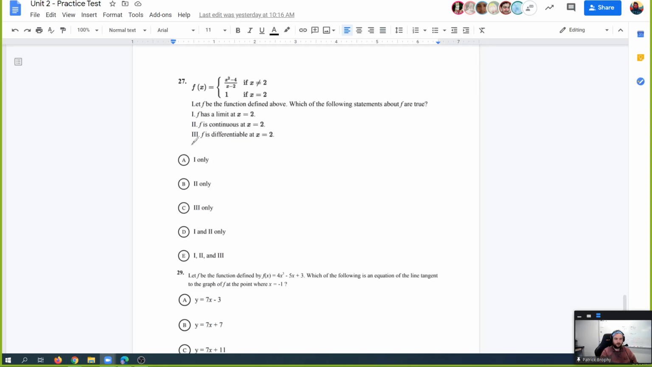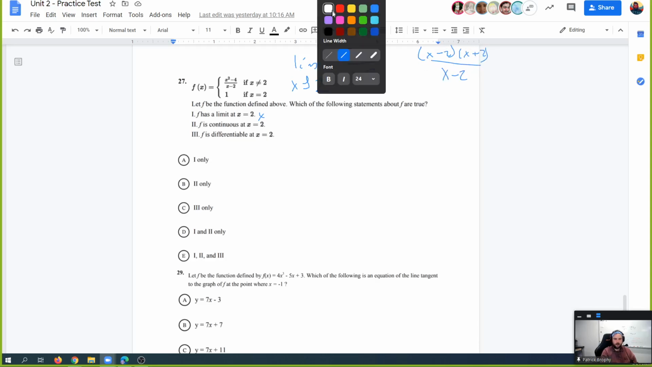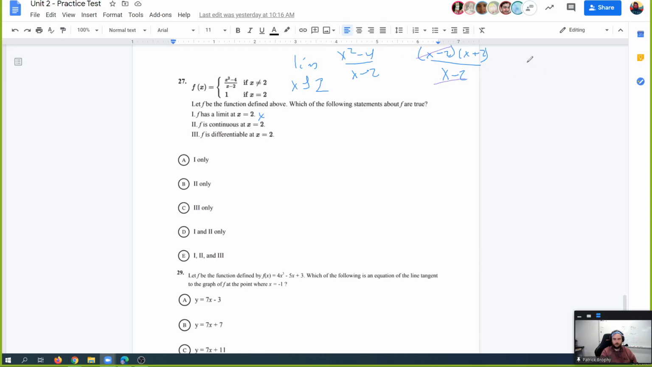27. This ended up being a limit here. So if you did the limit as x approaches 2 for x squared minus 4 over x minus 2, top factors out to x minus 2 times x plus 2, and the bottom's x minus 2. You'll realize that these cancel. So it's really the limit as x goes to 2 of x plus 2, which would be 4. Oops, I said 3 last time. But it doesn't matter. The limit does exist. It is 4. So boom, check.